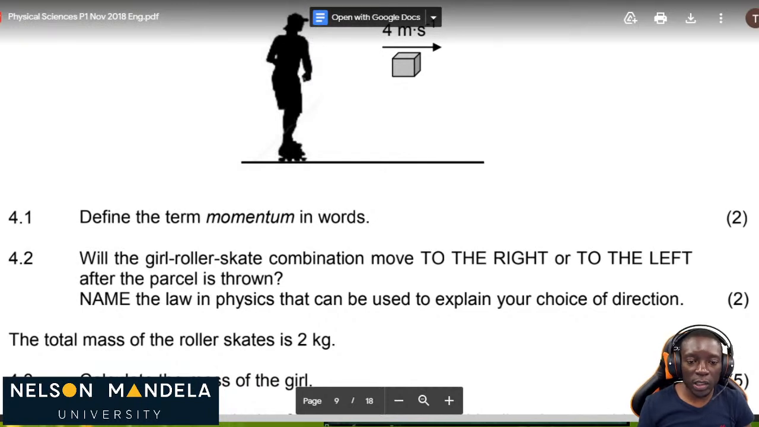So the law which is applying in this case is Newton's third law, because there is a force that is exerted on the object which begins to move to the right, or which is thrown and moves to the right at 4 meters per second. And that force is equal and opposite to the force that should push the girl in the opposite direction. So that is explained in terms of the momentum, and that's also a consequence of Newton's third law.